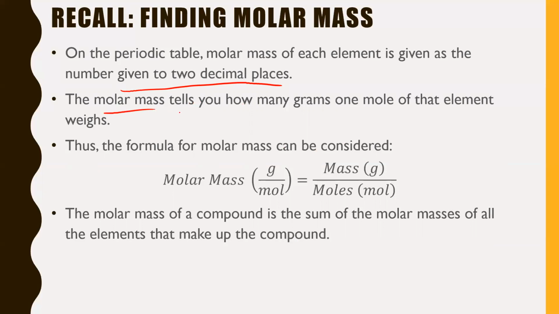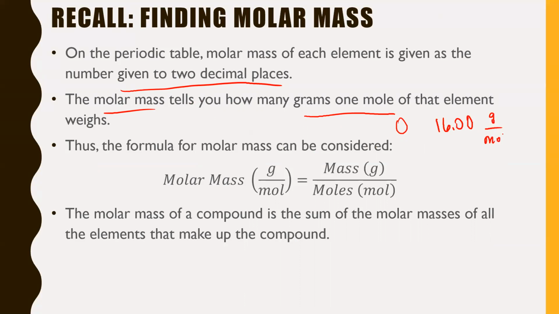So what the molar mass tells you is how many grams 1 mole of that element weighs, right? So oxygen, for instance, I know that one off the top of my head is 16.00. What that means is 1 mole of oxygen, just plain oxygen, not even O2, just plain oxygen, 1 mole of oxygen is going to have a mass of 16 grams.